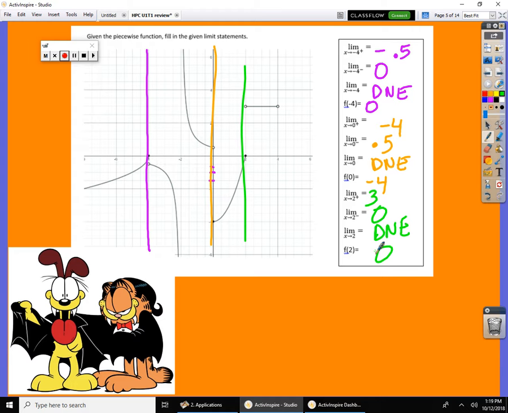Plus means the right-hand side of the fence. Negative means the left-hand side. This is negative 4, right-hand side. This is negative 4, left-hand side. In order to do the limit at exactly negative 4, you have to do right and left. If right and left agree, the limit exists. If they disagree, it does not.